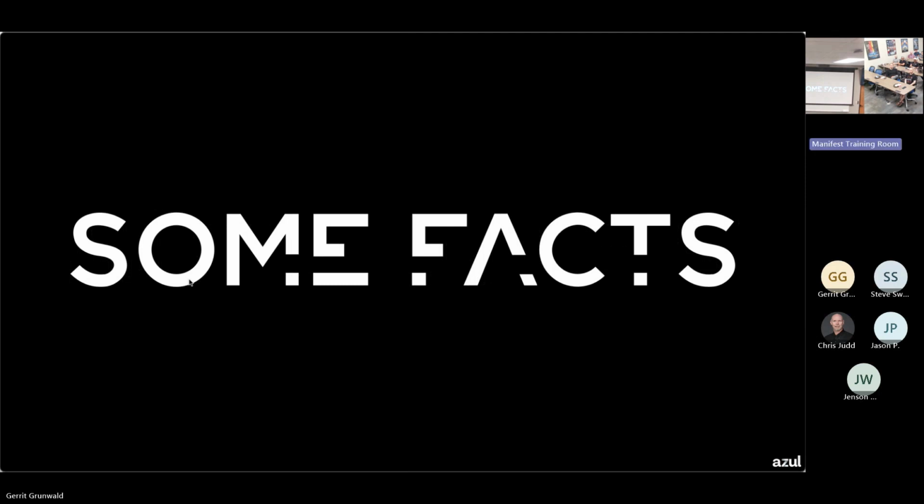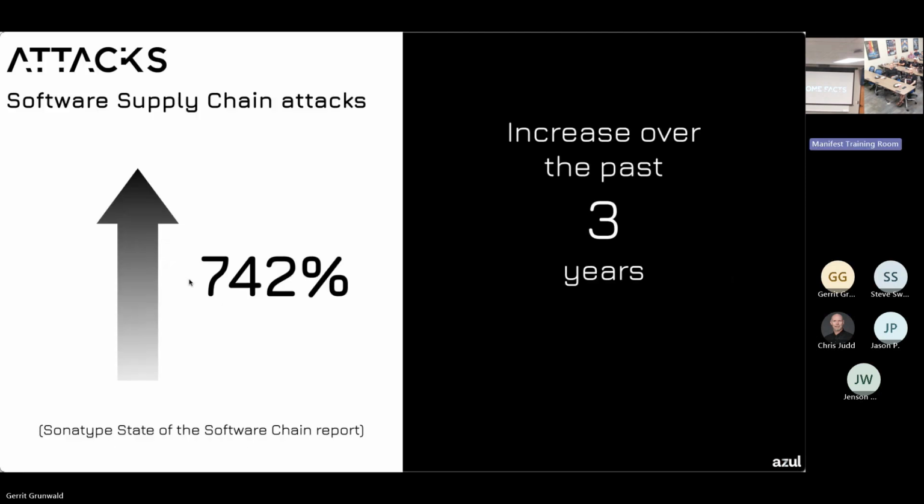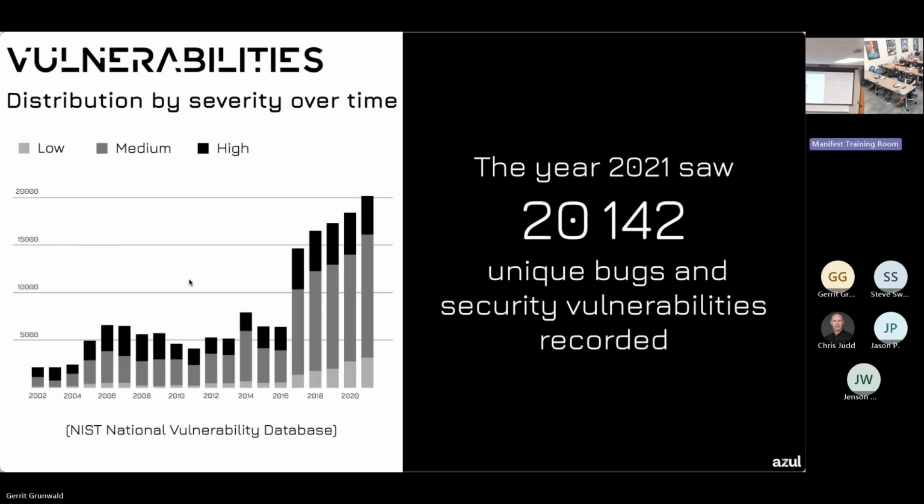So some facts. I was looking on the web for some reports. There's the Sonatype State of the Software Supply Chain report, and they say that over the last 3 years, the number of attacks on the software supply chain increased by 742%. So they track that every year. And this is really huge numbers, right? So people really do this kind of stuff.